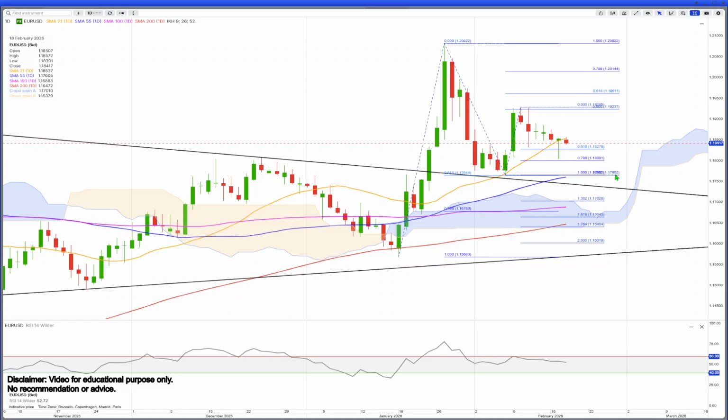And I think that scenario will play out as long as we stay above 117.60, 65, where we have the 55 moving average coming up. That is key support there.